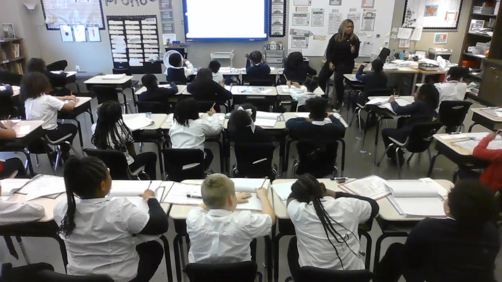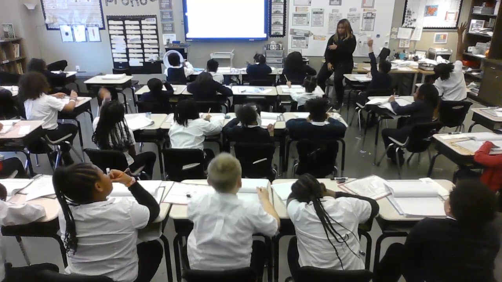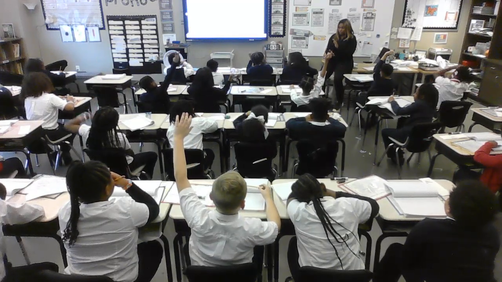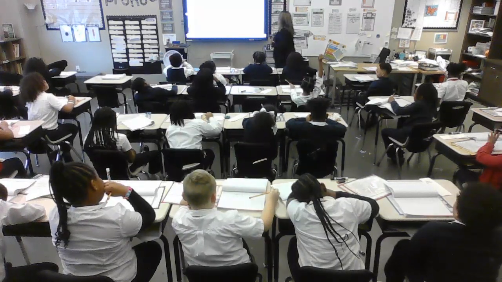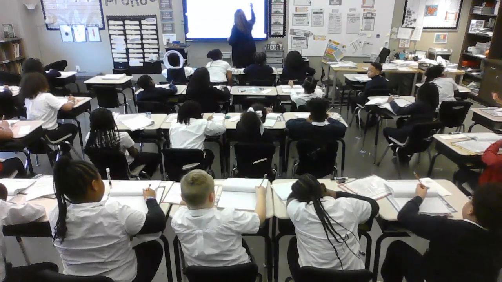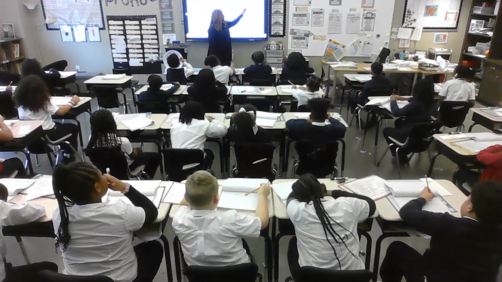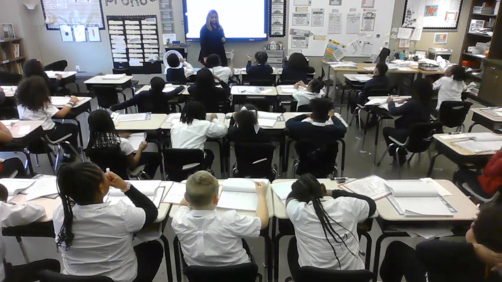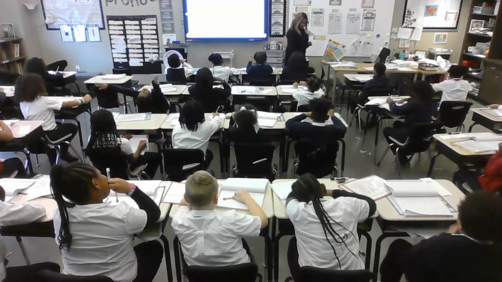What do we multiply 2 by to get to 6? 3. We want to write 3 above the 7, because 2 times 3 equals 6. I'm coming around to make sure everyone's on the same page.